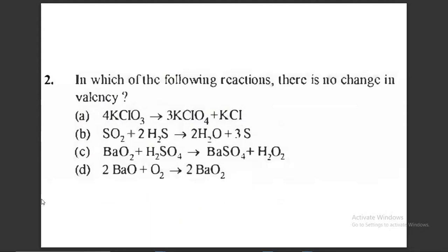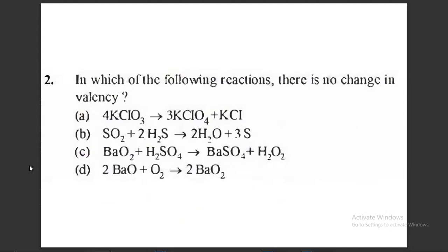Question number 2, in which of the following reactions is there no change in the valency? In the reaction where barium oxide reacts with sulfuric acid, there is formation of barium sulfate and hydrogen peroxide. All the atoms are present in the same oxidation state in reactants and in the product. So C would be the answer. There is no change in the valency.